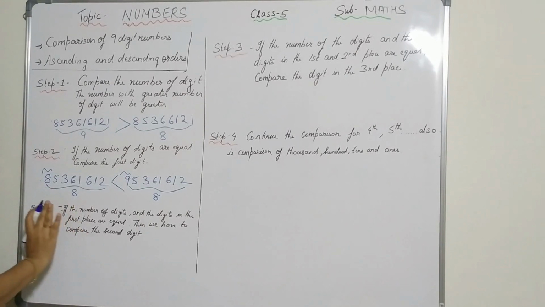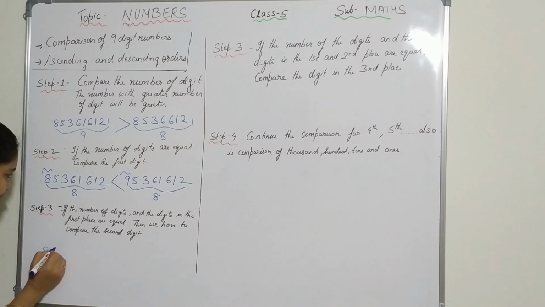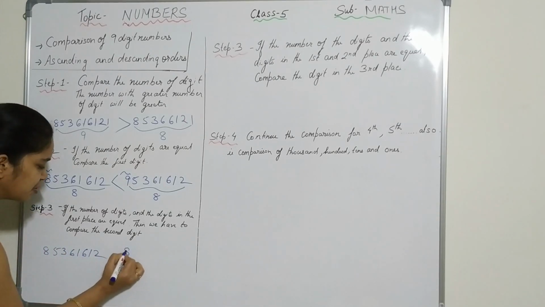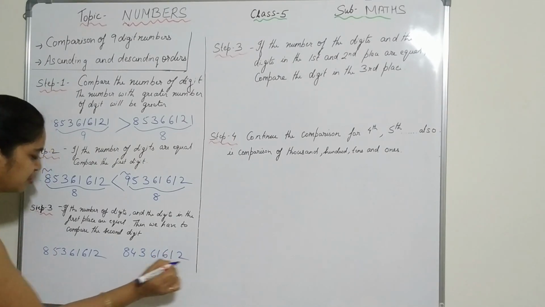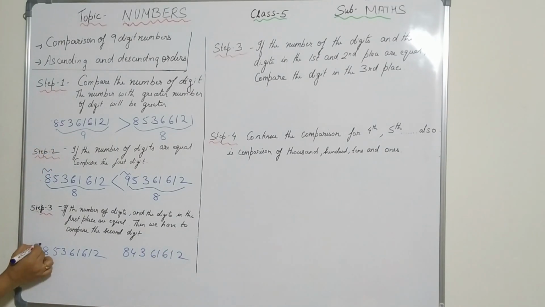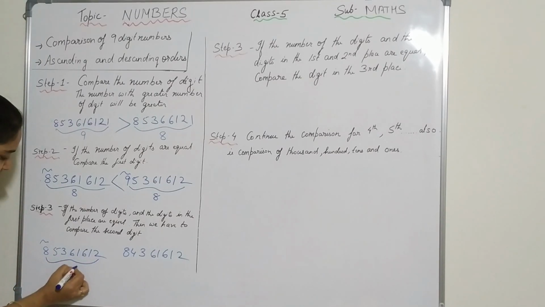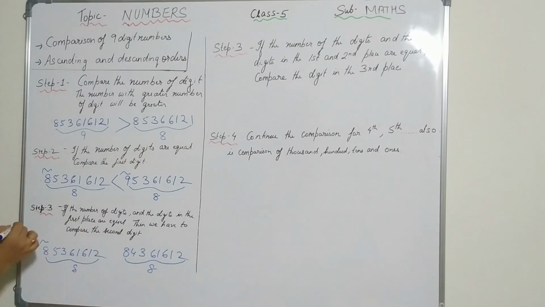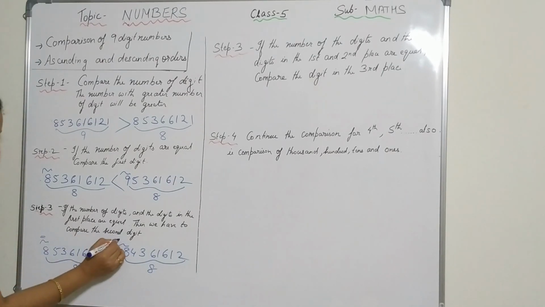Now the third step. What happens if the number of digits is the same and the digit in the first place is also equal? So I'll take the number 8 5 3 6 1 6 1 2, and here also 8 4 3 6 1 6 1 2. Here you can see the number of digits is 8 over here and 8 over here. Now the first digit is also the same.